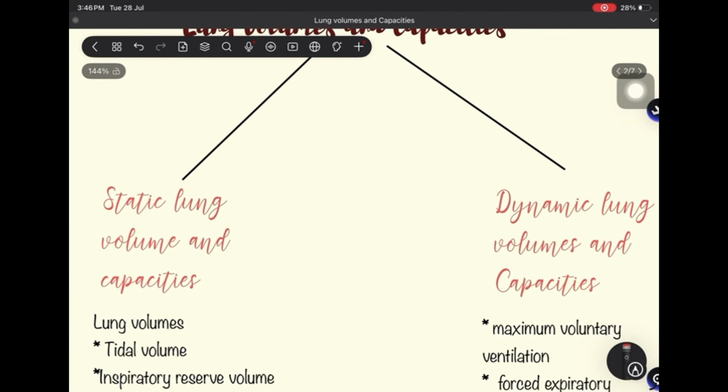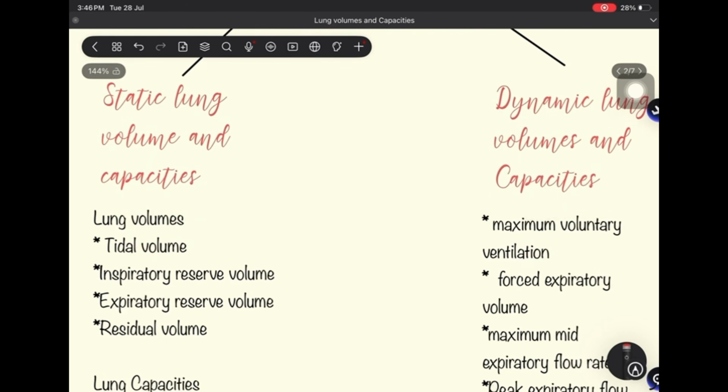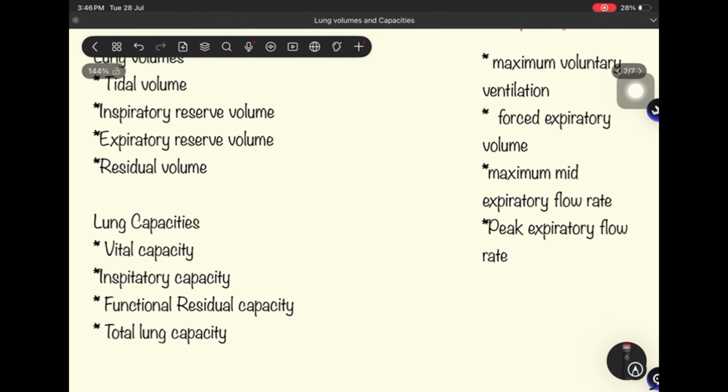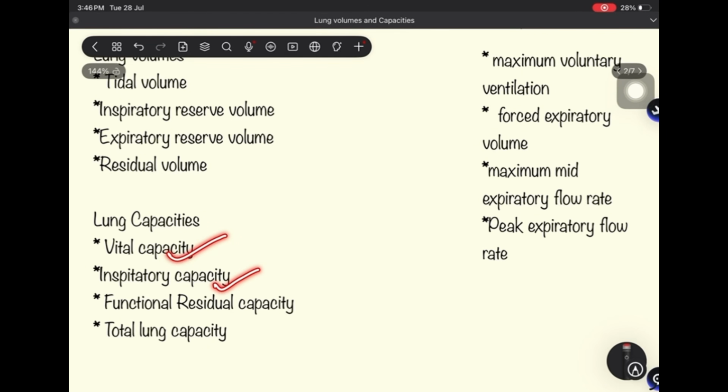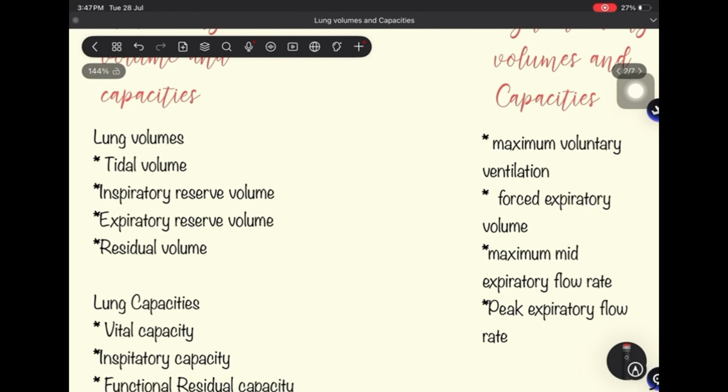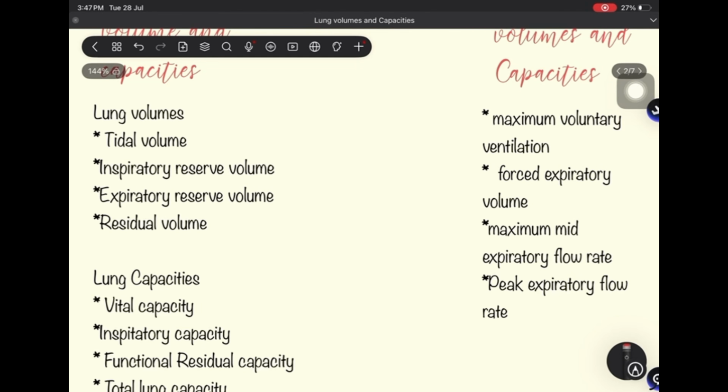We have two classifications. There is static lung volume and capacities and dynamic lung volume and capacities. Under static lung volume and capacities, we have lung volumes as tidal volume, inspiratory reserve volume, expiratory reserve volume, and residual volume. And capacities as vital capacity, inspiratory capacity, functional residual capacity, and total lung capacity. Under dynamic lung volume and capacities, we have maximum voluntary ventilation, forced expiratory volume, maximum mid expiratory flow rate, and peak expiratory flow rate. Now let us see each one of them.